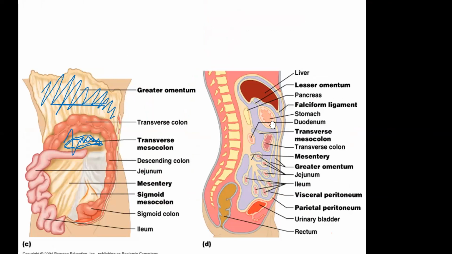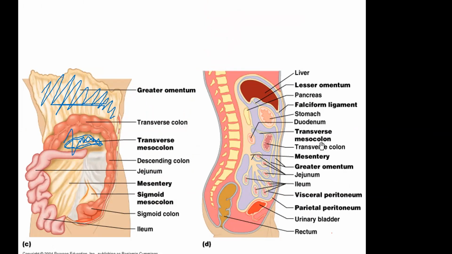The four mesenteries, one more time. Greater omentum connects stomach and transverse colon. So is this part of greater omentum? Yes. Okay. Lesser omentum connects liver and stomach right here.